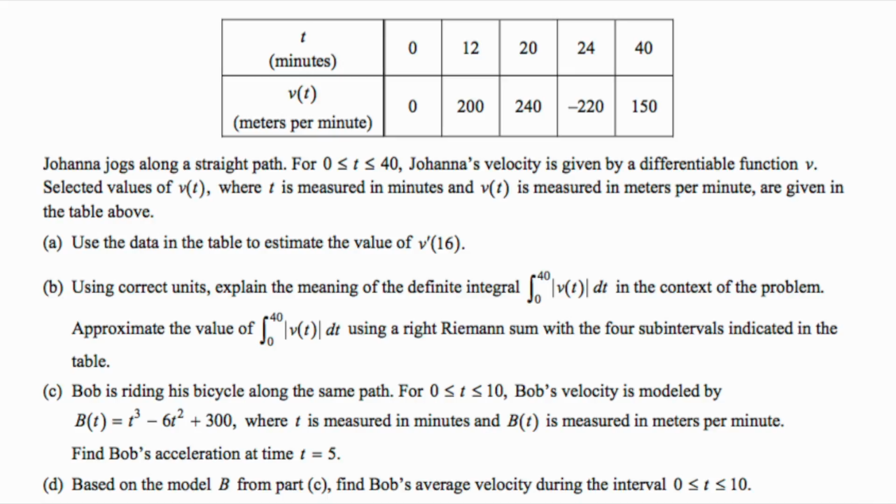Based on the model B from part C, find Bob's average velocity during the interval 0 to 10. Okay, so this question may be a little tricky when you're trying to comprehend what they're asking for. But once you know where to start, it's pretty simple. In the problem, it states that they are looking for the average value of the velocity. Therefore, we are going to need to use the average value of a function formula.